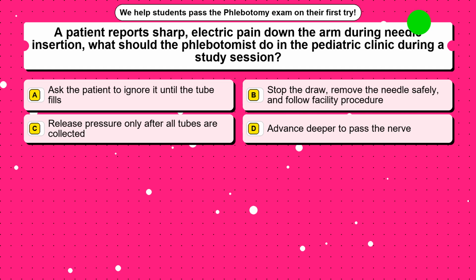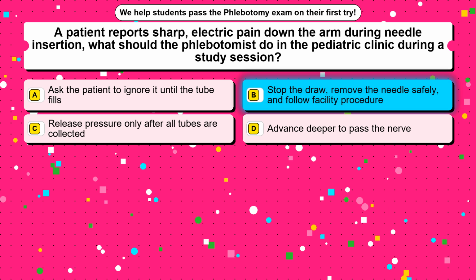Question 25. A patient reports sharp, electric pain down the arm during needle insertion. What should the phlebotomist do in the pediatric clinic during a study session? Option A. Ask the patient to ignore it until the tube fills. Option B. Stop the draw, remove the needle safely, and follow facility procedure. Option C. Release pressure only after all tubes are collected. Option D. Advance deeper to pass the nerve.